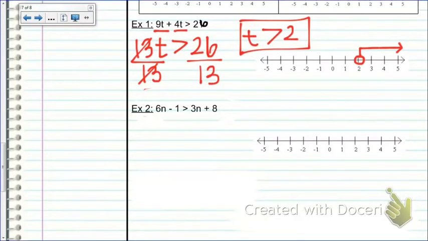Okay, so example 2. 6n minus 1 is greater than or equal to, let's make it or equal to, 3n plus 8. So there's going to be a few more steps involved.